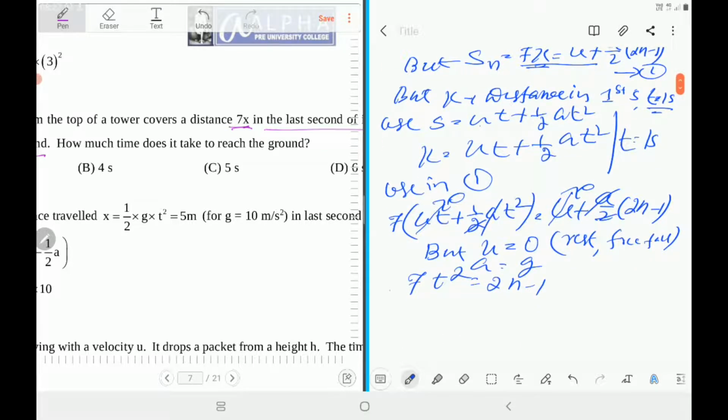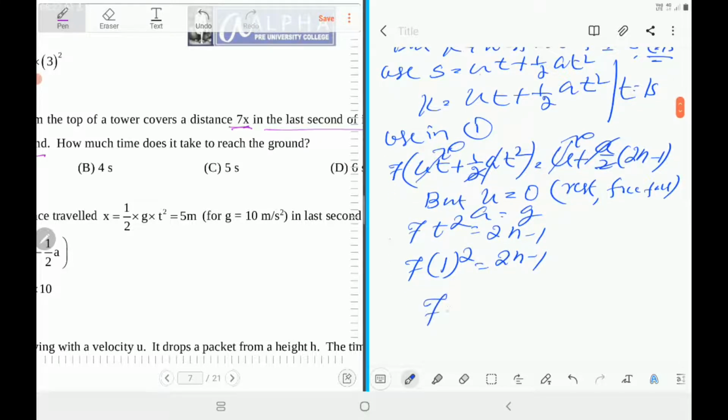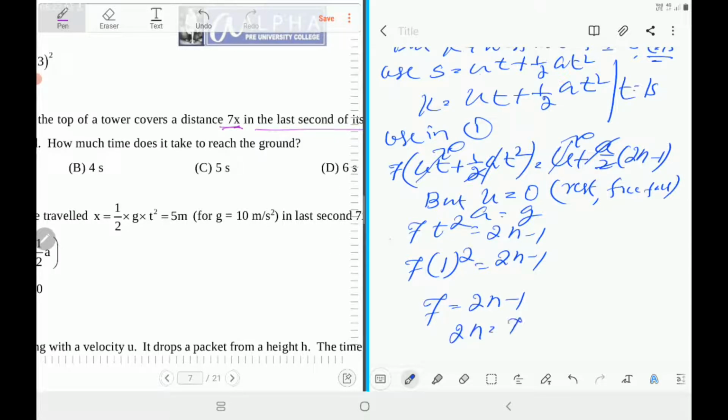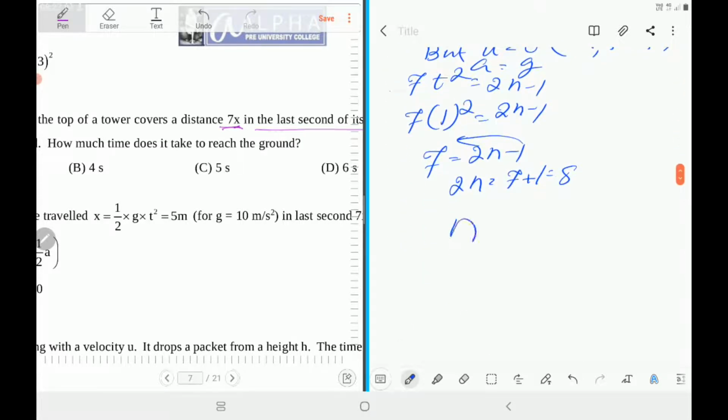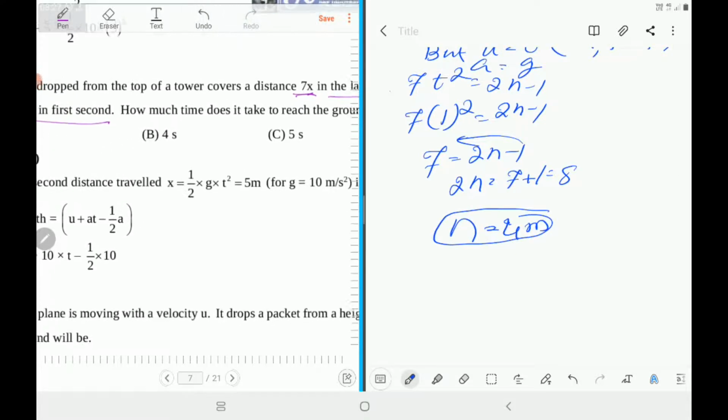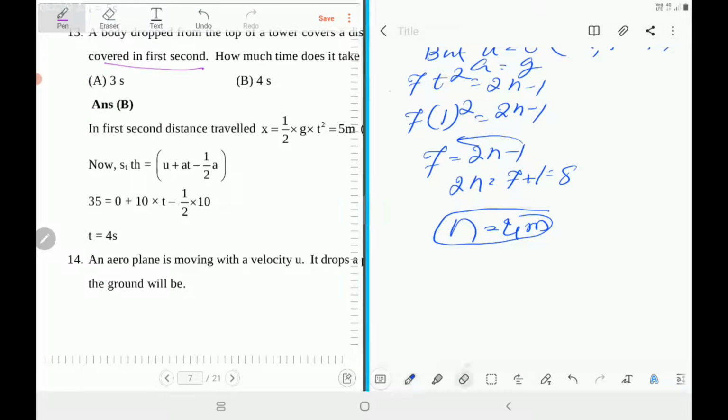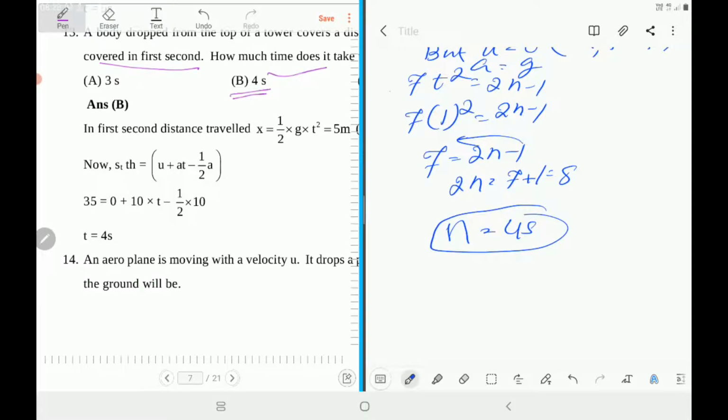Same as we did in the previous problem. What is 7 into t squared? 1 squared. 2 times n minus 1. So 7 into 1 squared is 7, that equals 2n minus 1. So the value of 2n, 7 minus comes to the left side, plus 1, that equals 8. So the value of n is 4, which is actually time, that's why n is 4 seconds. So the option is this.